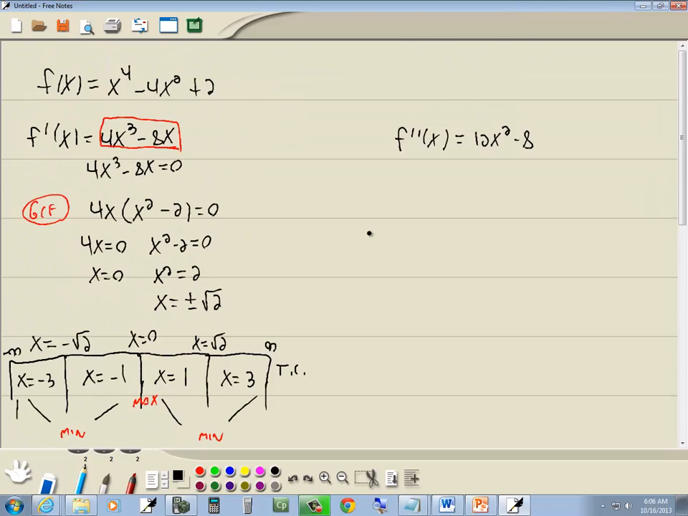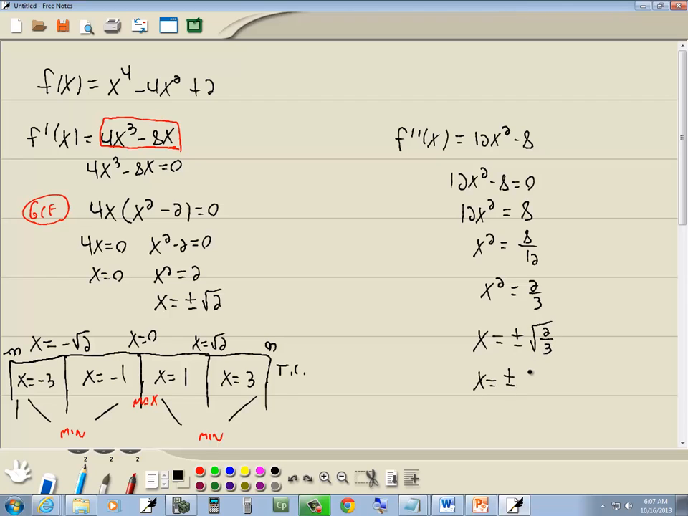Okay, now POIs. Well, we're going to set this equal to 0, so 12x² minus 8 equal to 0. And solve. So take -8 to the right side, becomes a +8. Divide both sides by 12, and we get x² is equal to 8 over 12, which reduces, both divisible by 4, so that gives us 2/3. Square root property. Drop your squared, put a plus or minus square root around the other side.